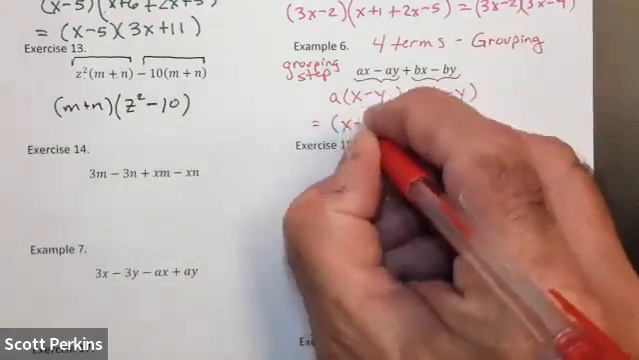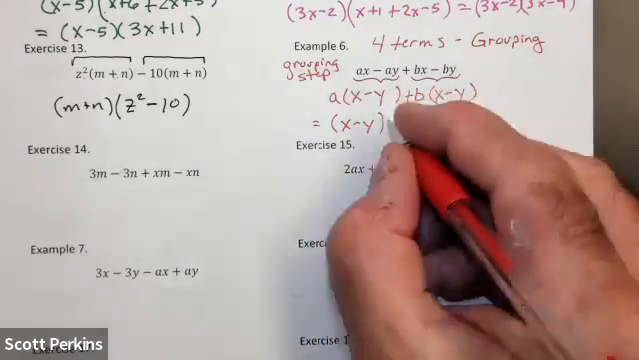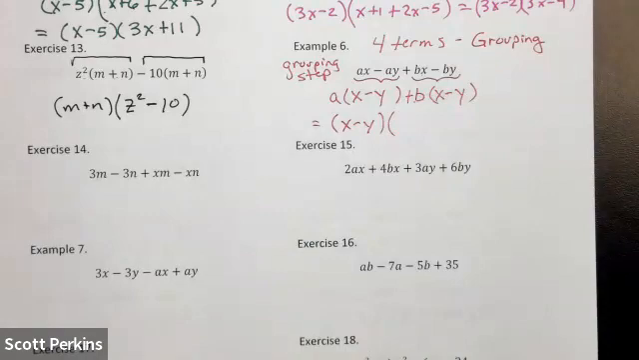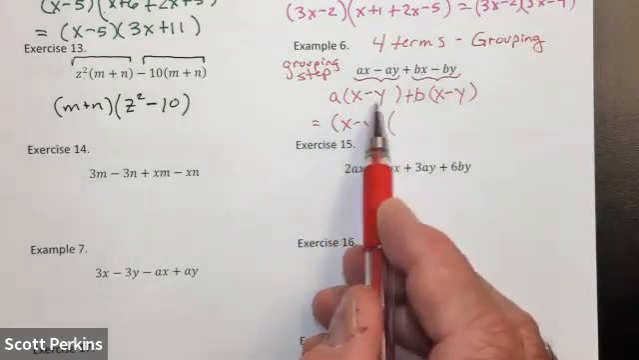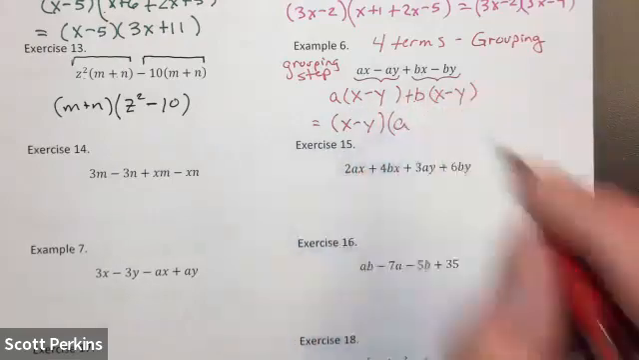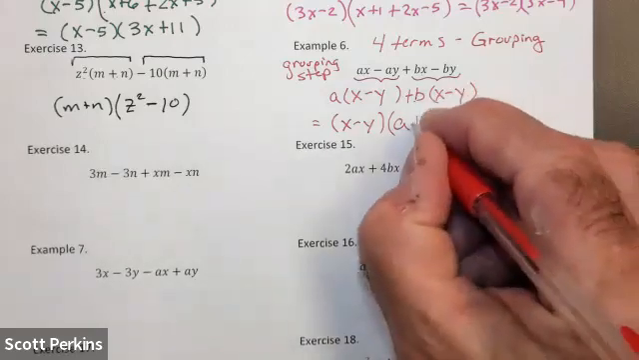I'm going to factor that x minus y out of both terms. And when I factor the x minus y out of the first term, what's left right here when I factor the x minus y out? A. And then what's left here when I factor the x minus y out? Plus b. There you go.